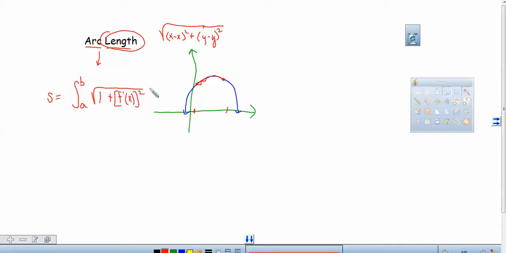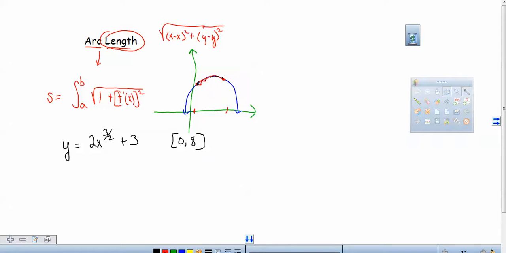We're not finding a volume, we're not finding an area today, we're just finding arc length. So how far is it from here to here? What is the distance from there to there? So let's try one. Let's say you have the function y equals 2x to the 3 halves plus 3, and we're going to look at the arc length from 0 to 8.